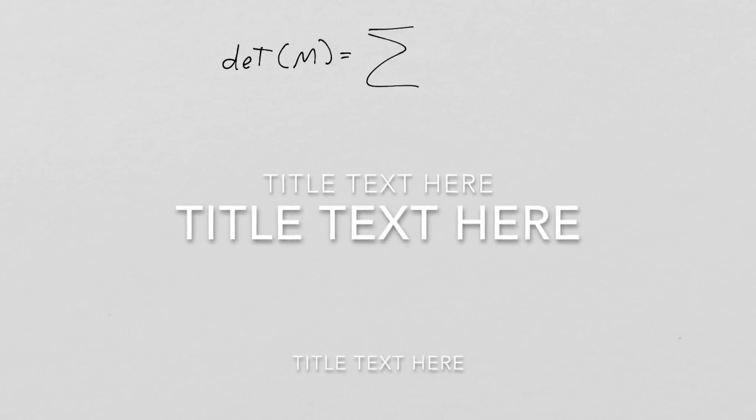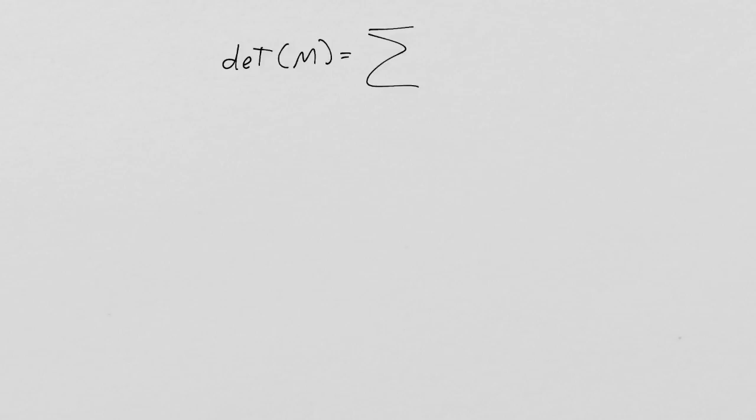Not too dissimilar to this is Laplace's formula. The determinant of a matrix M is the sum from i equals 1 to n, where n is the dimension of M, of the cofactor of M_ij times M_ij, where we can choose j.